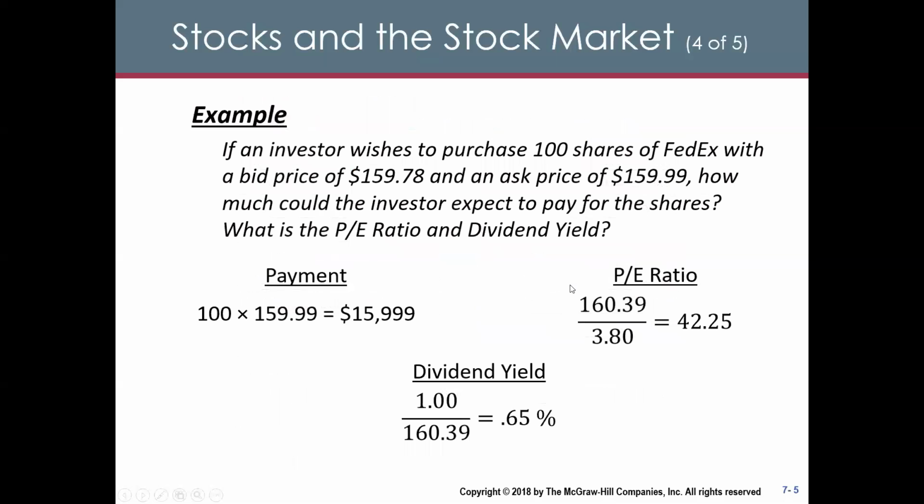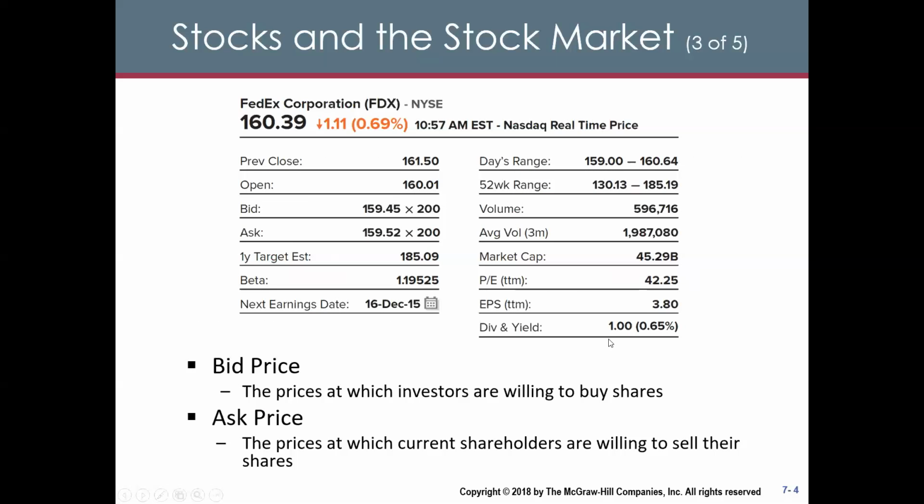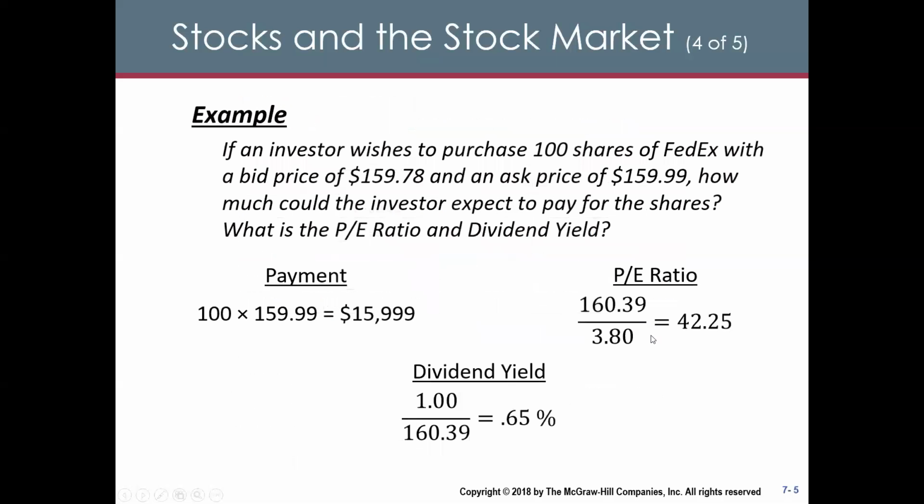And next, dividend yield. The dividend yield is the dividends divided by the price. That gives you the dividend yield. So the dividend is $1, and the price is 160.39. So the dividend yield is 0.65%.